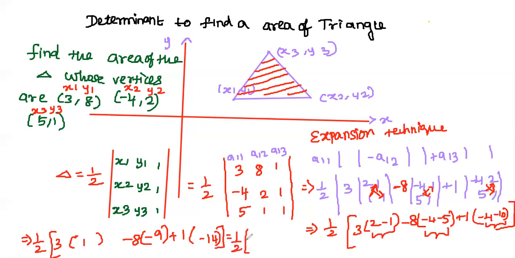So it's 1 by 2. 3 into 1 gives you 3. Minus 8 into -9 gives you plus 72. And minus 14. So this will give you 61 by 2. So 61 by 2 is the result. 61 by 2 square units is the result.